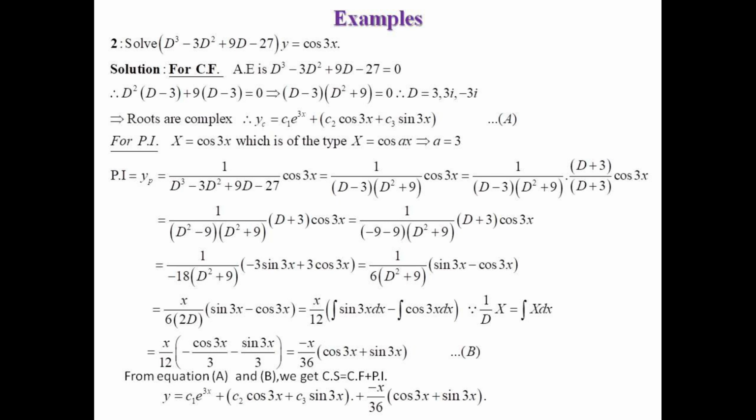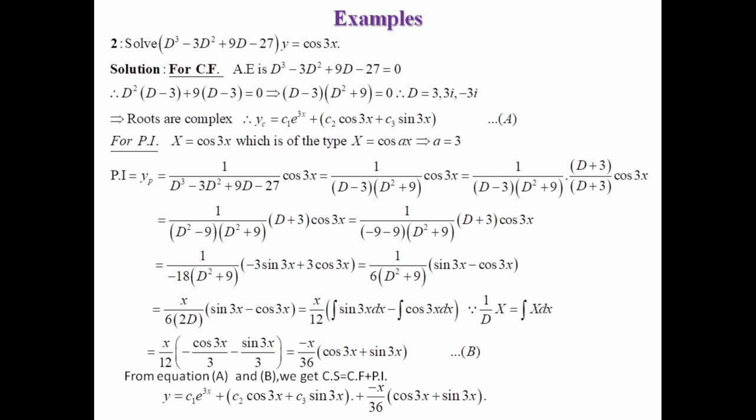So now let's discuss the first method. Here in the denominator we get D cube minus 3D square plus 9D minus 27. According to the formula, we replace D square by minus a square, but we get the first term as D cube, and we cannot replace D cube. So use the factorization concept which is available in the complementary function. We can write D cube minus 3D square plus 9D minus 27 as (D minus 3) and (D square plus 9).